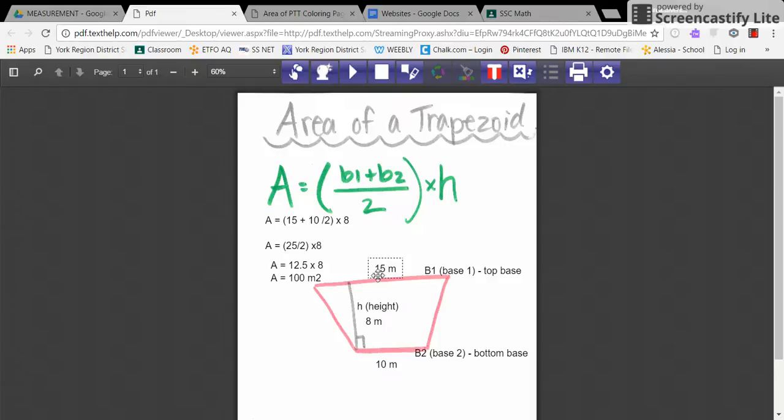We've taken our top base, base 1, 15. We've added it to our bottom base, base 2, which is 10 meters, to give us 25. We've divided that 25 by 2, which gave us 12.5, and then we multiplied that by our height, which is 8 meters. So hopefully you have all of this information in your notes now. You can go back and watch the video again, or a part of the video again if you need it to supplement your notes, and then you're going to work on a coloring activity we have, which will help you practice finding the area of trapezoids and triangles.